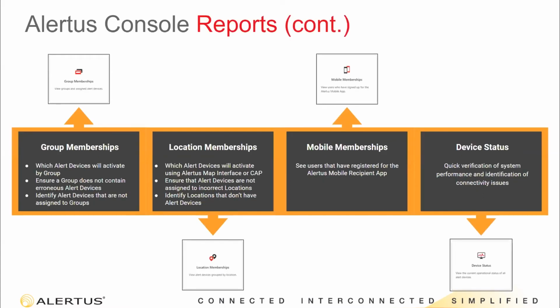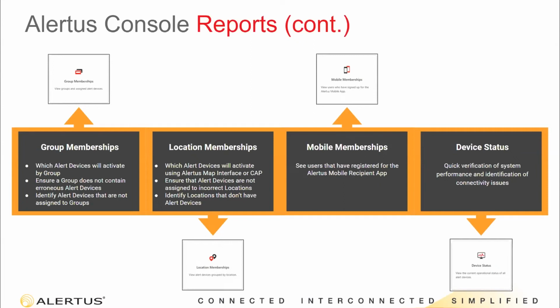These next set of reports allow you to view and manage the various group targeting methods within the Alertus system as set up by your organization. The group memberships reports is a series of reports that display the members of groups on the Alertus server. You'll be able to determine which alert devices will be activated when sending to a specific group.